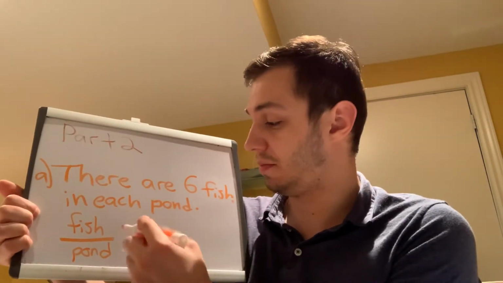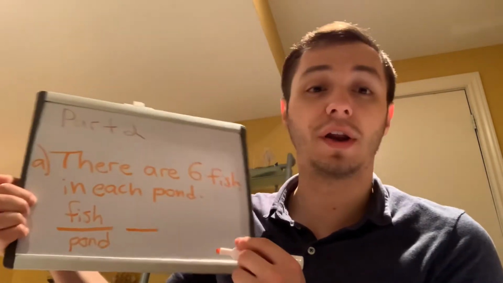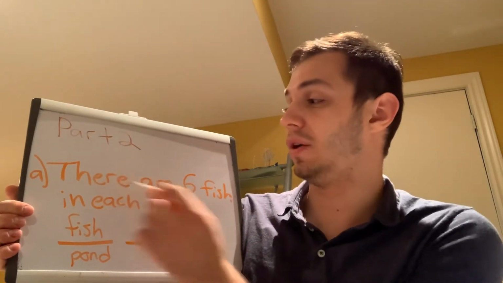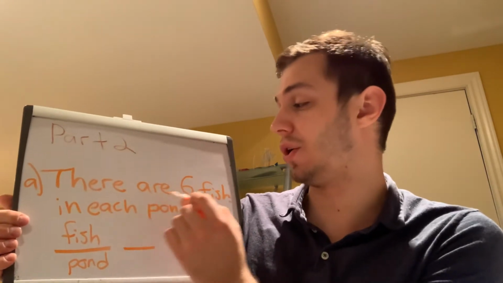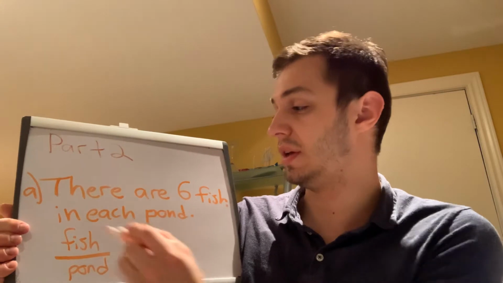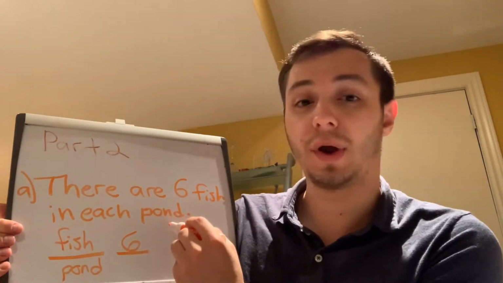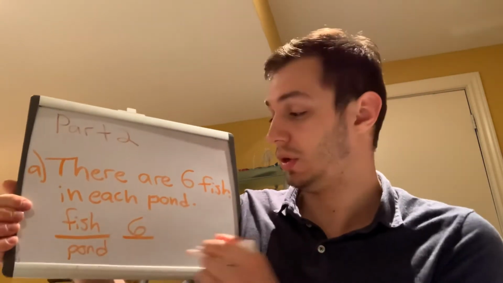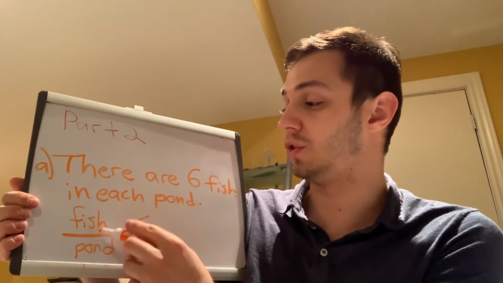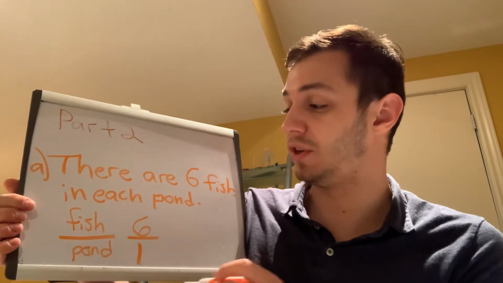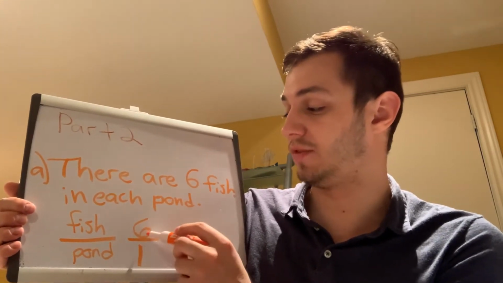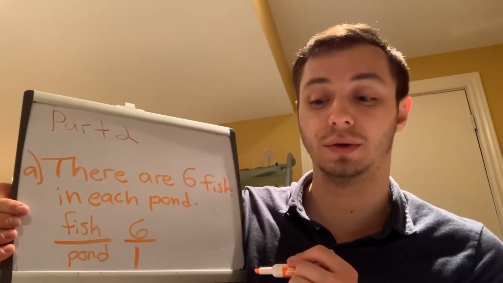In our second blank, we're going to write our fraction or our ratio. So if we look at our original sentence, it says there are 6 fish, right? So for fish, we're going to put 6. In each pond, it's only one pond, so I'm going to write 1. So now we have fish over pond. And how many fish do we have? We have 6 fish in one pond, or 6 fish in each pond.